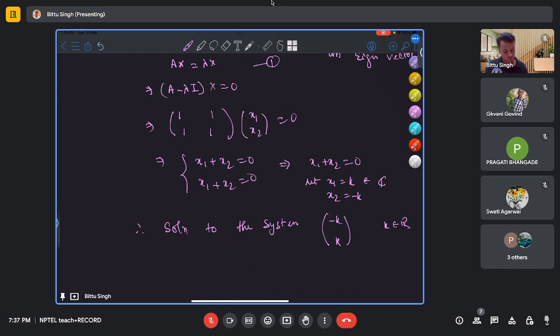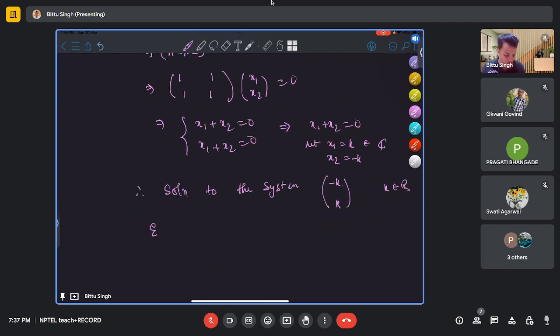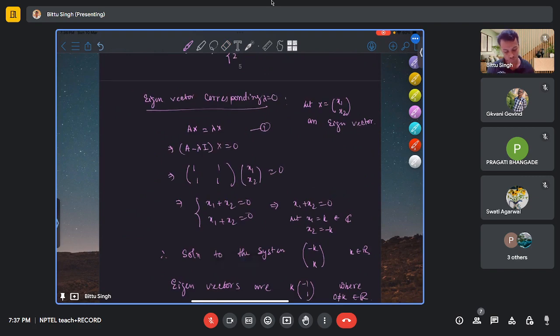But from these solutions, the eigenvectors are (k, minus k), but now you cannot take k to be 0. So k is any non-zero real number. This is how we find eigenvectors.